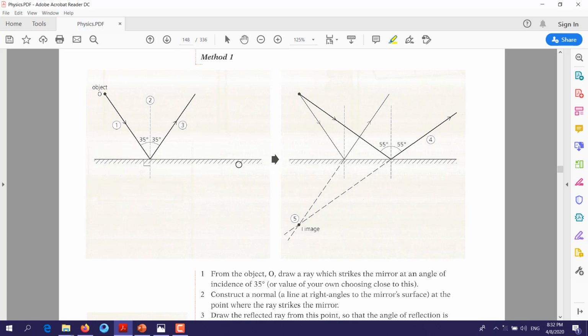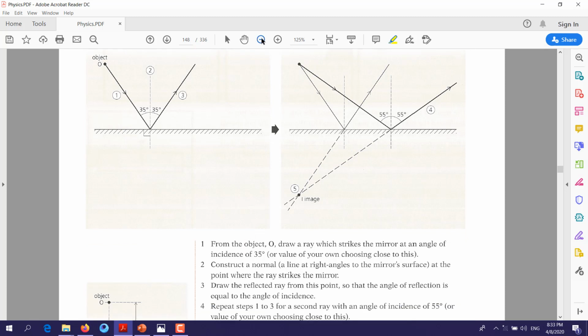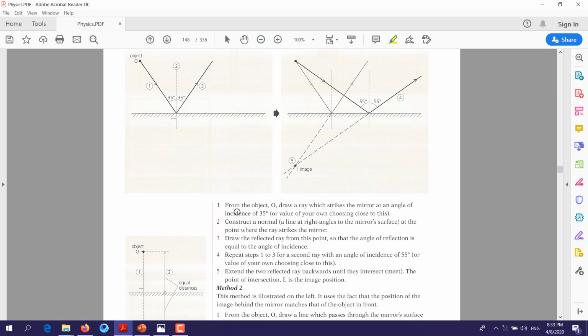Take a look at these two drawings. Here what you should remember are the laws of reflection. It's about angles, the incidence ray angle and the reflected angle. We said the incidence angle is always equal to the reflected angle. So here we have the steps for method number 1, which is about these two drawings.